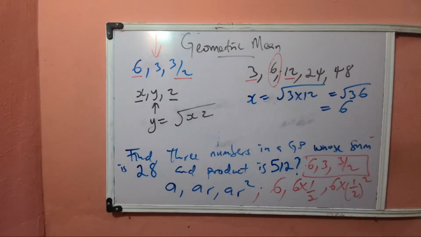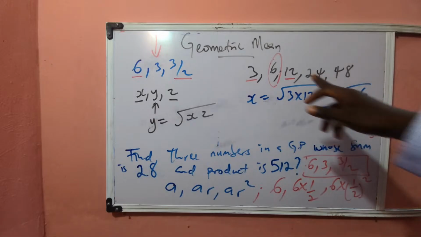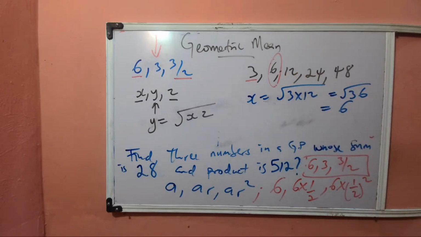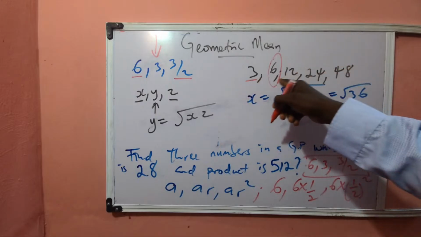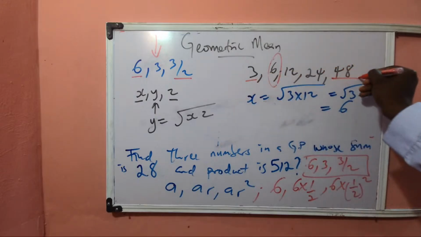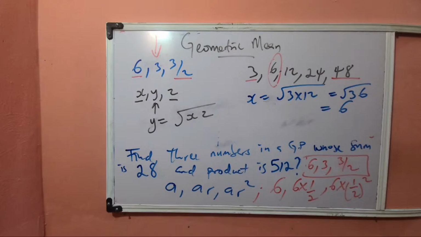Now let's try a bigger one, a larger one, and let's see if it works for that also. So let's say, for instance, we're told to find a geometric mean between, not 3 and 12, but between 3 and 48. Let's see if this is going to work. Of course, let me try and answer this without solving that.